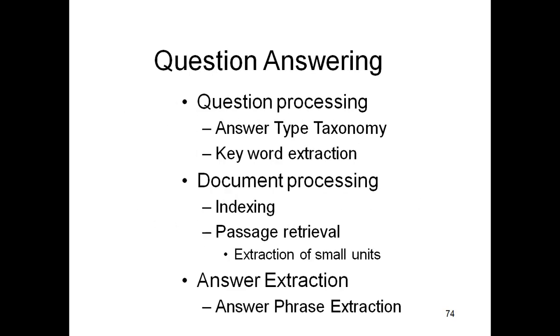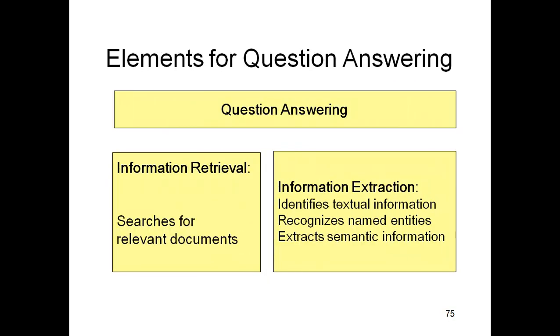We have to have an answer type taxonomy: what happens if I query where, what happens if I query who. We have to be able to not only do indexing and retrieval, but also to extract the correct sentence and the exact answer. So in addition to the standard technology that we need for retrieval, we need to identify textual information, recognize named entities, and extract the real semantic information.